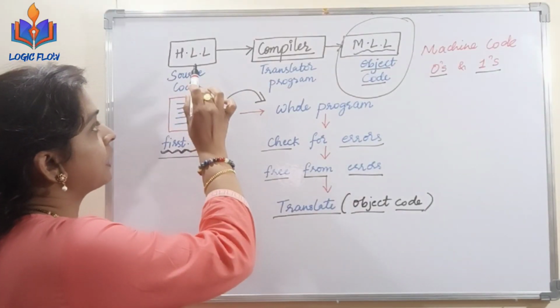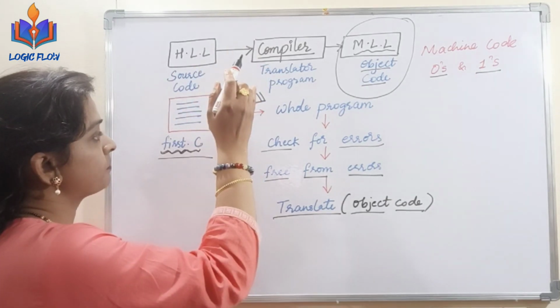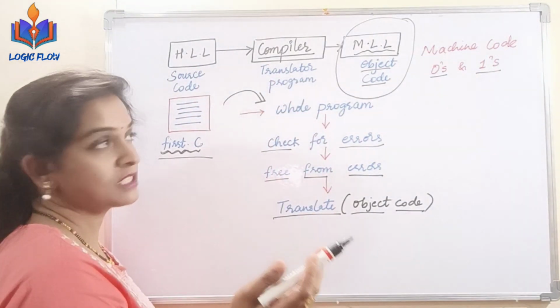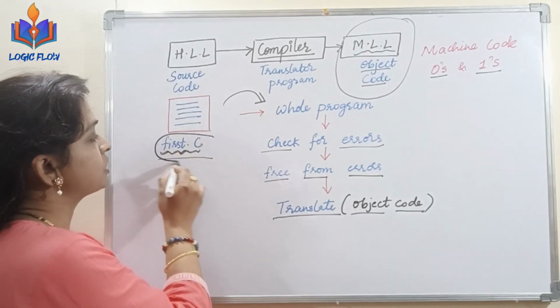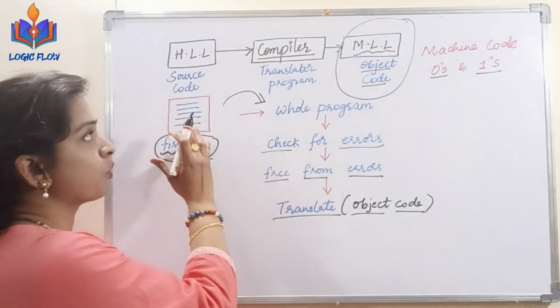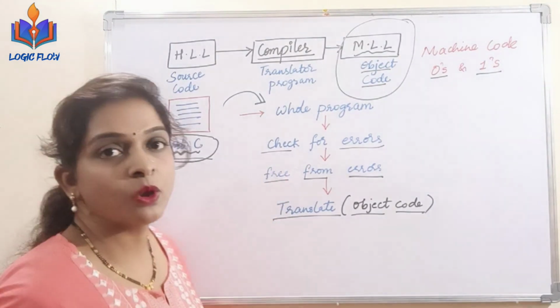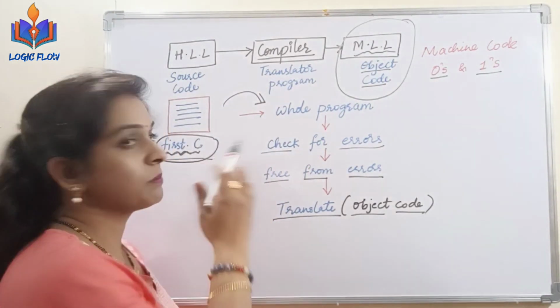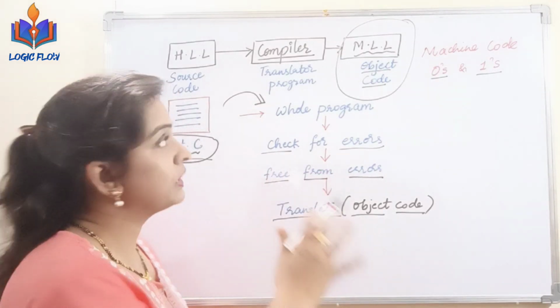When we create the source code using high level language, for example I may use C or C++. Here I have written a program using C language and the file name is first.c. When I submit this source code to the compiler, what is the compiler going to do? It is going to take the whole program, maybe 5 lines, 10 lines or 20 lines. The complete program will be taken.